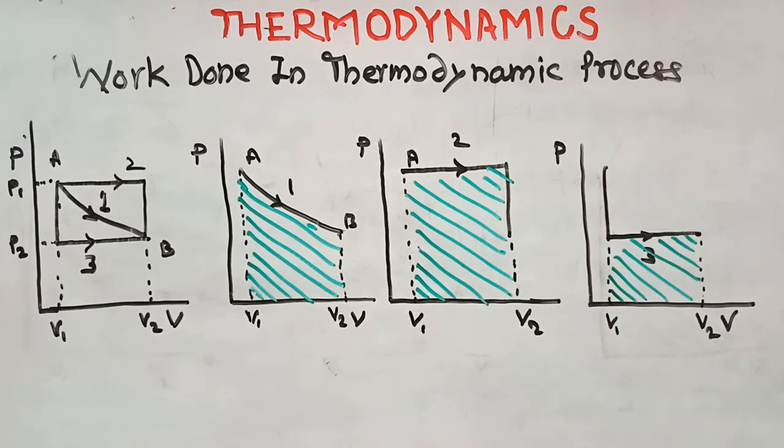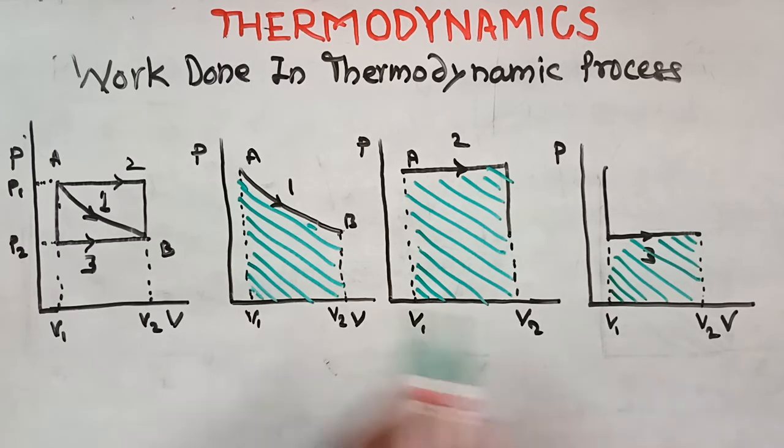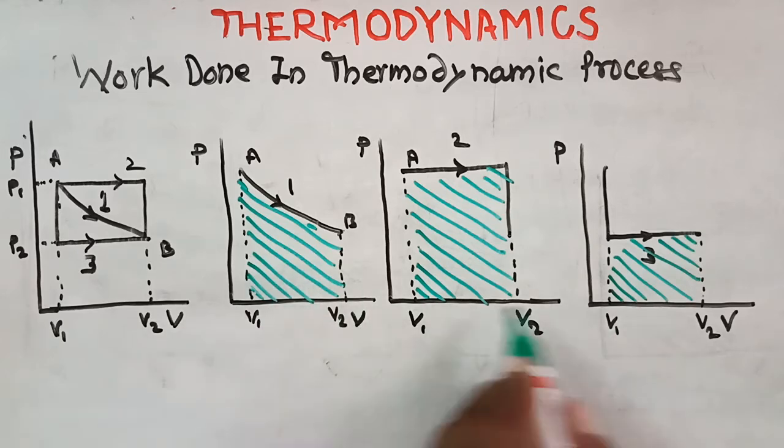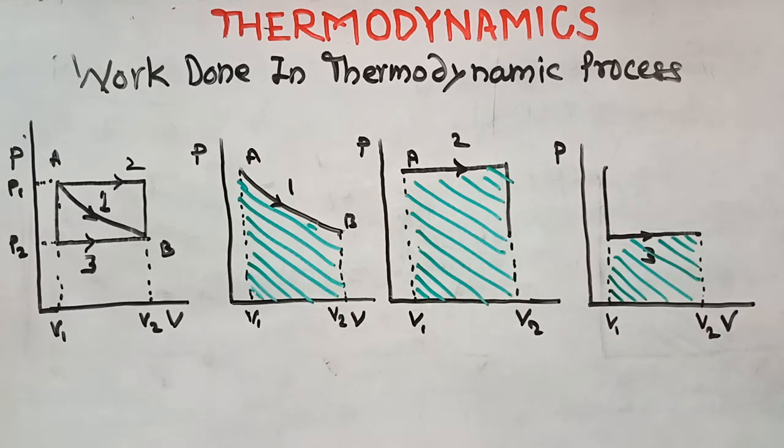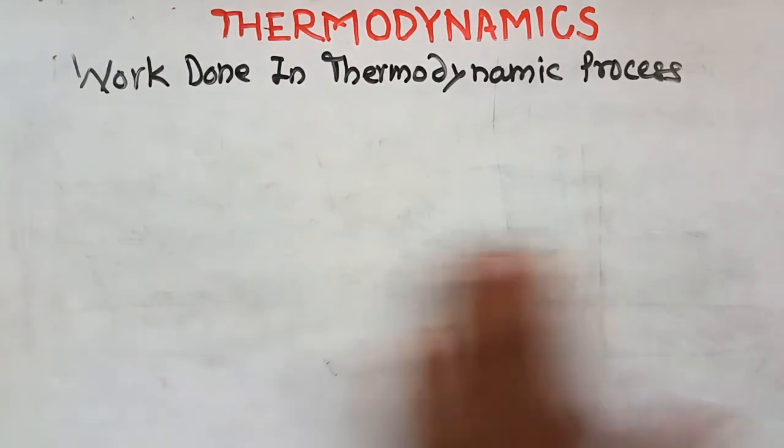From these three PV diagrams, we can conclude that the work done is different. Work done in the second case is the highest, and work done in the third case is the lowest. The first is intermediate between these two. From this we conclude that work done is not a state function, but a path function. The work done does not depend on the state, but it depends on the path.